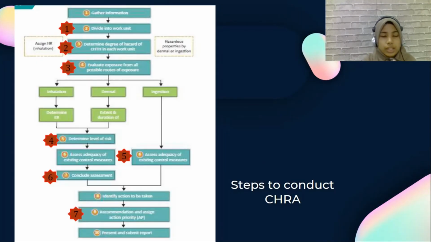These are the steps to conduct CHRA. The first one is to gather information and then divide into work units. We need to determine the degree of hazard of chemicals hazardous to health in each work unit, and we need to evaluate exposure from all possible routes of exposure, which are inhalation, dermal, and ingestion. Then we need to determine the level of risk. Next, assess the adequacy of existing control measures. Next, conclude the assessment, and last but not least, make recommendations and assign action priority.